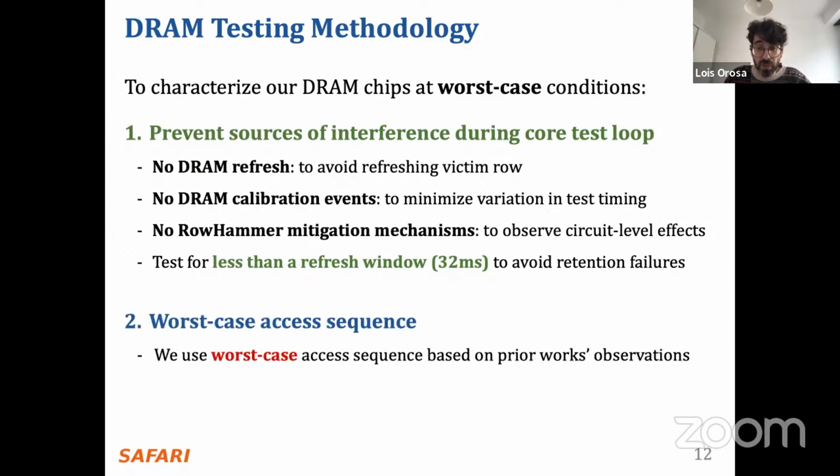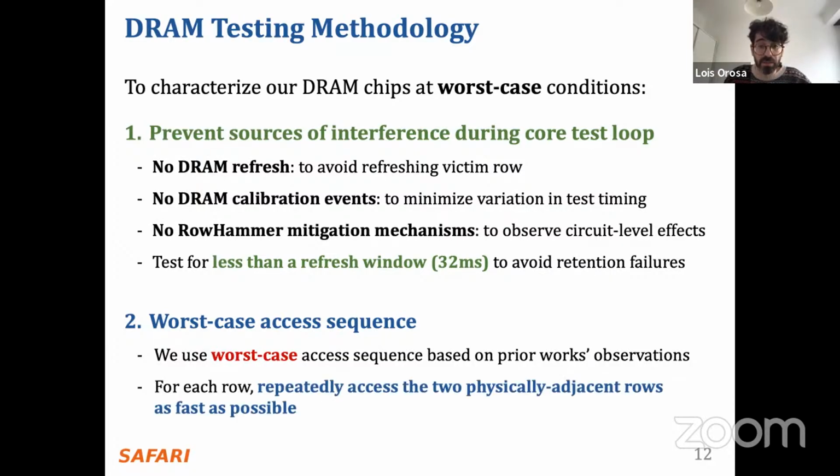Second, we issue the worst-case access sequence for inducing RowHammer bit flips based on observations from prior work. Using these observations, we test each row's worst-case vulnerability to RowHammer by repeatedly activating the two physically adjacent rows as fast as possible.